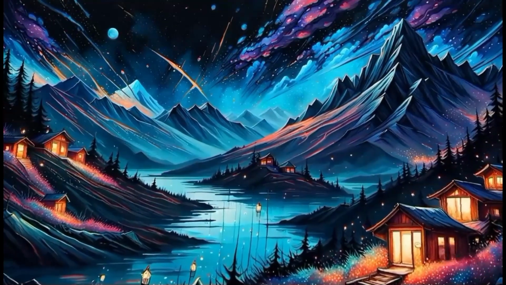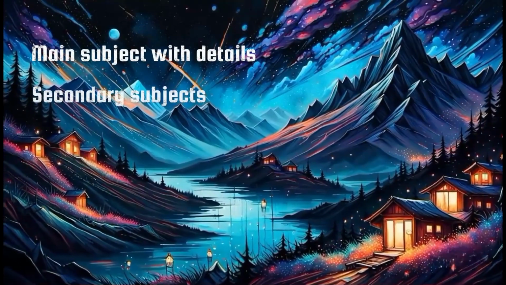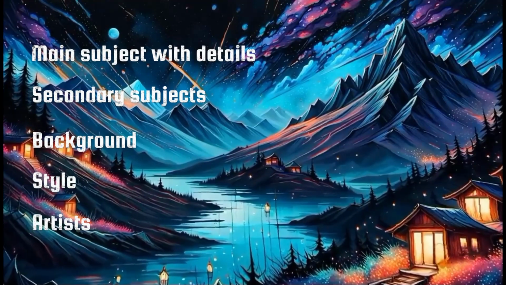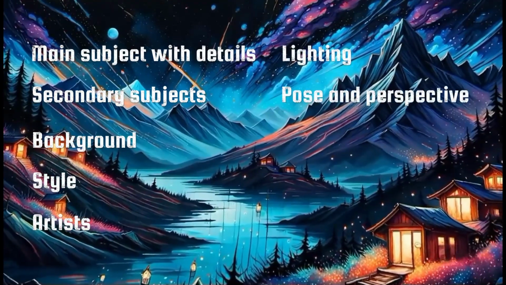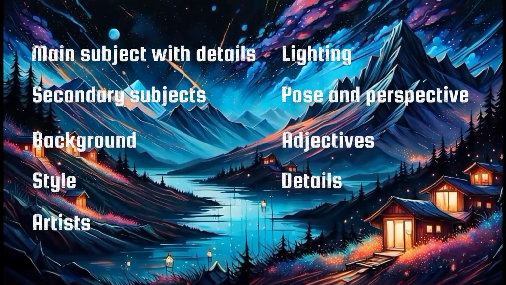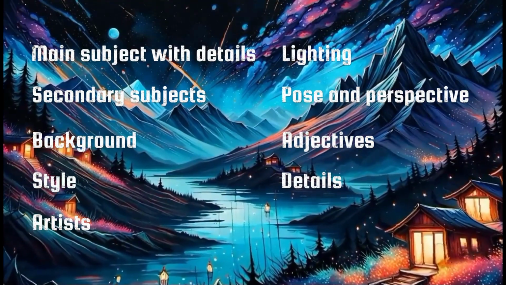So it looks like this is the structure for a good prompt. Main subject with details. Secondary subjects. Background. Style. Artists. Lighting. Pose and perspective. Adjectives. Details. Note that none of the fields is compulsory, and that I'm not a professional, so there might be other structures that also work.